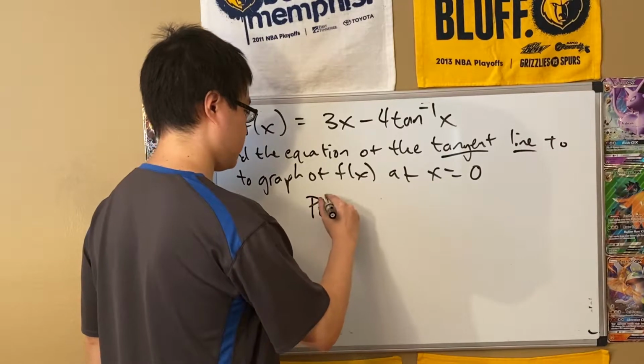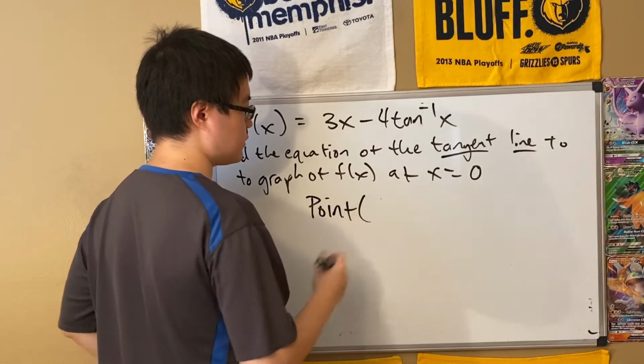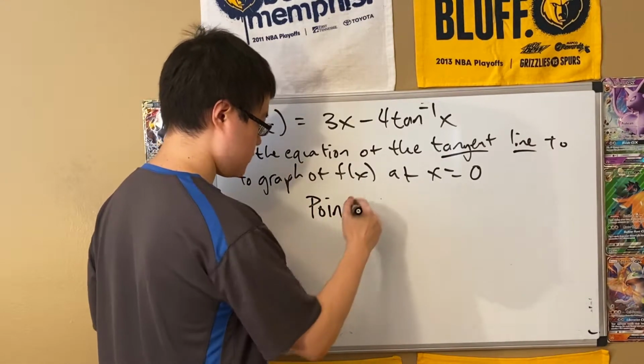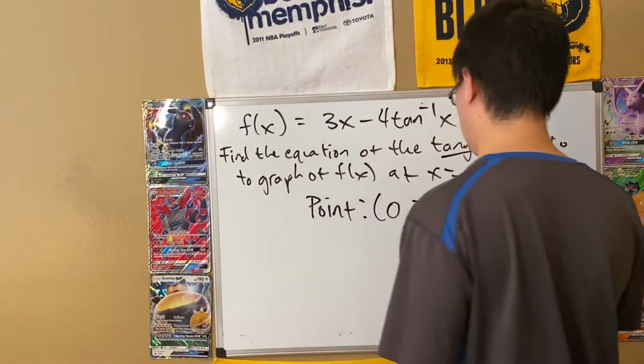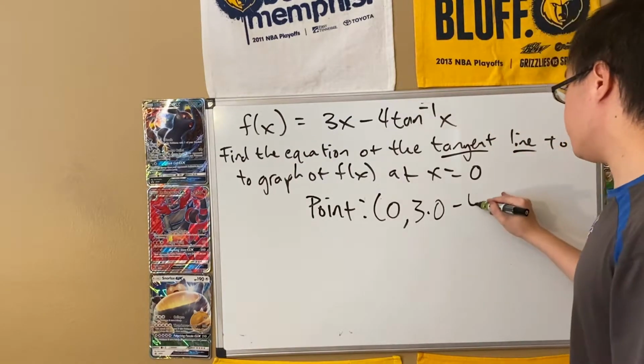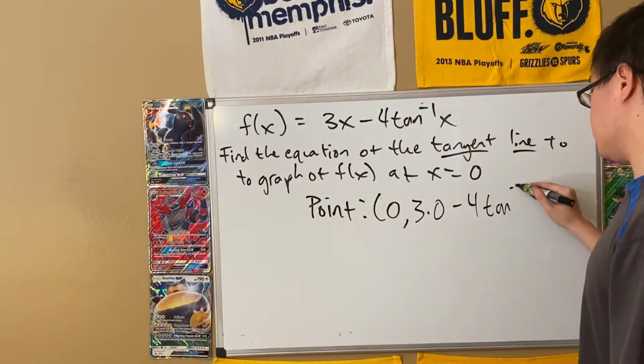So for the point, it looks like my x coordinate is going to be 0. And I do need to plug this into the function. 3 times 0, I'm pretty sure I can do. The tricky part is inverse tan of 0.